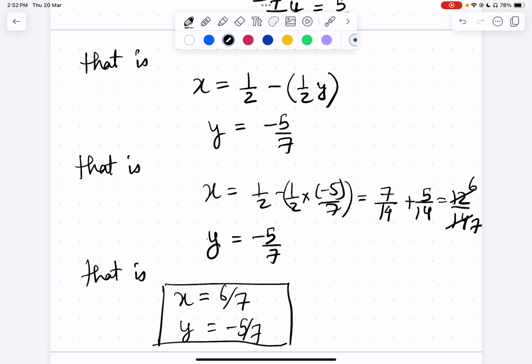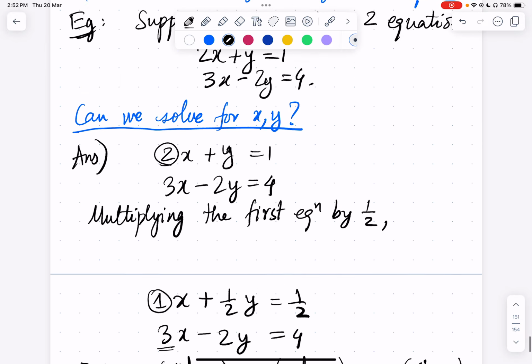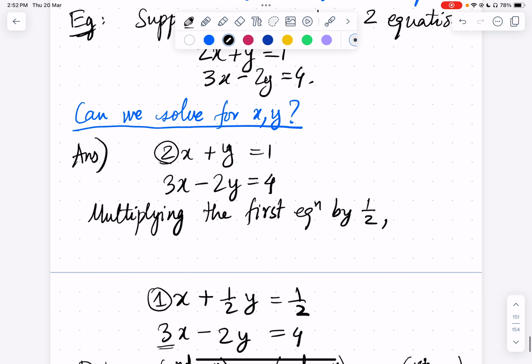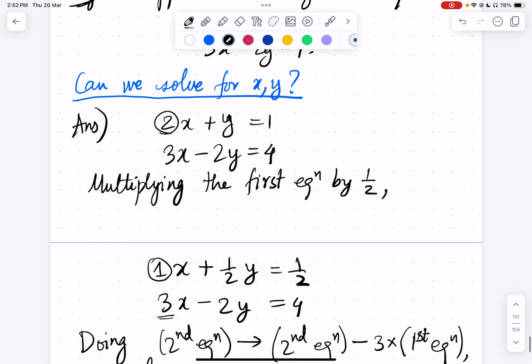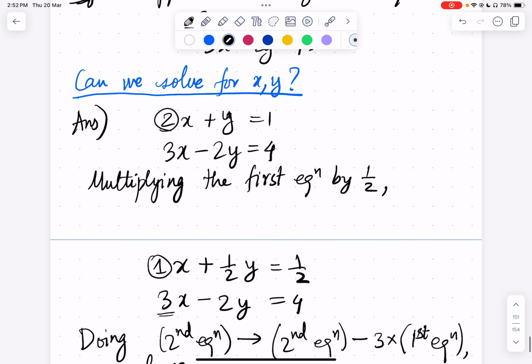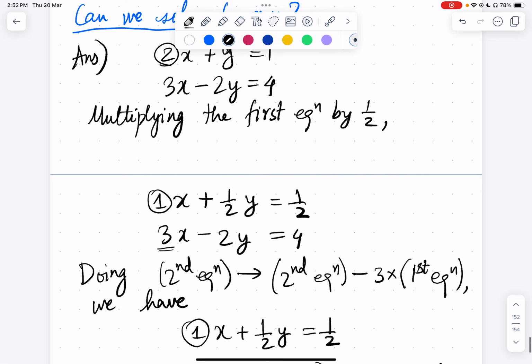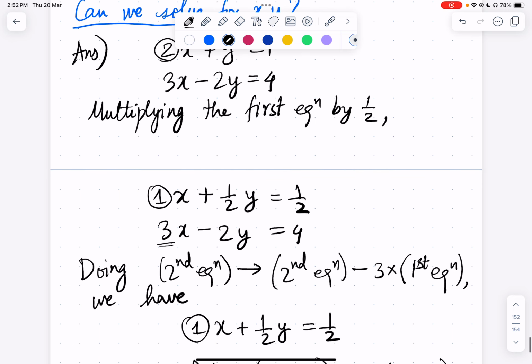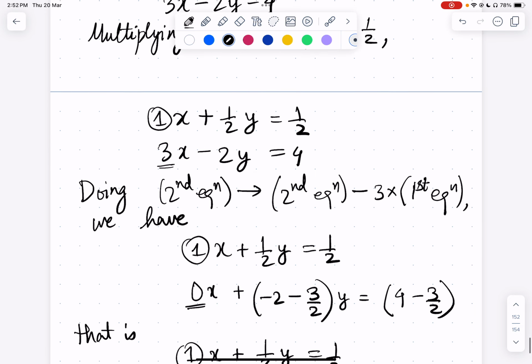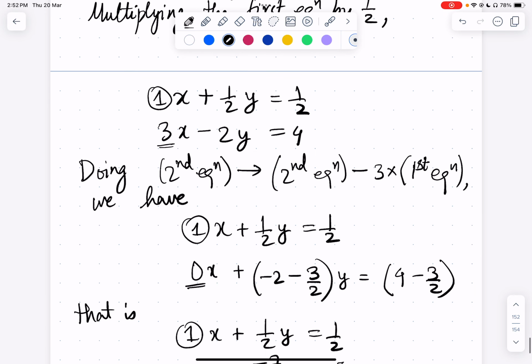So what did we do? We looked at the system of equations, 2x plus y equals 1, 3x minus 2y equals 4. We changed the first coefficient 2 to a 1, by multiplying the first equation by half. Then we used that 1 to remove the 3x in the bottom. So second equation minus 3 times first equation gave this. Doing this won't change the first equation. The first equation will remain 1x plus half y equals half. The second equation will change so that x gets eliminated: 0x plus minus 2 minus 3 by 2 y equals 4 minus 3 by 2.